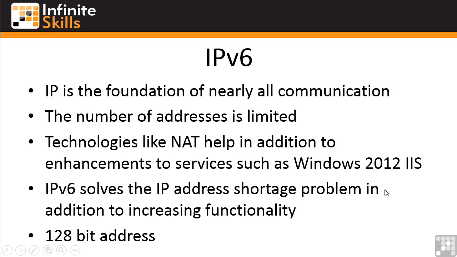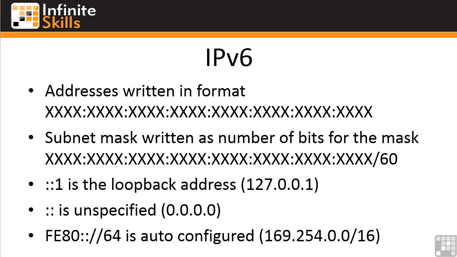Now when I'm thinking about a 128-bit address, I think, how do I write that? So addresses are now being written in this format. And really what this is showing you right here is it's 8 blocks of 16 bits, and each of those blocks is written as 4 hexadecimal characters. Now the subnet mask, I'm not going to try and write FFFF. I just write the number of bits at the end that are actually used for the subnet mask. So this is saying the first 60 bits are used for the subnet mask.